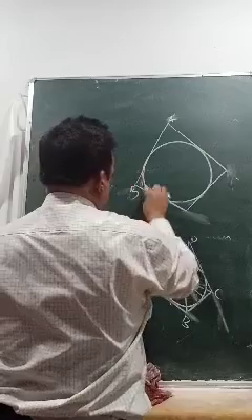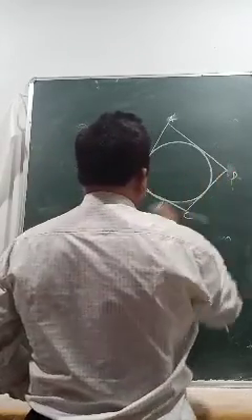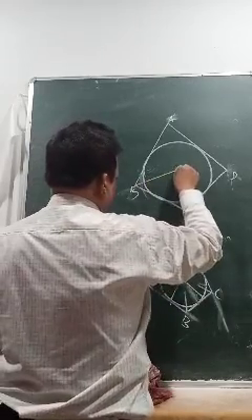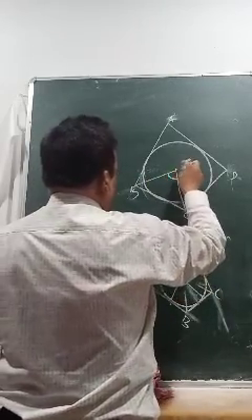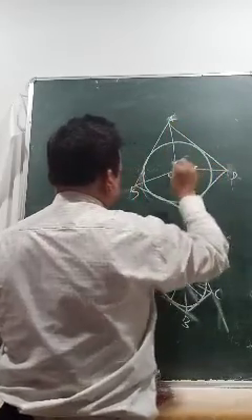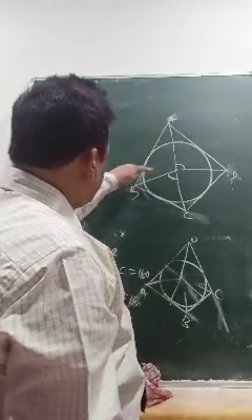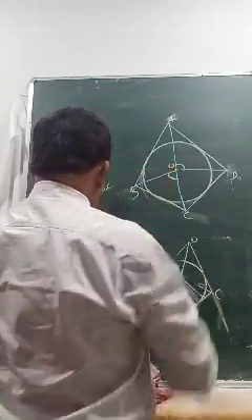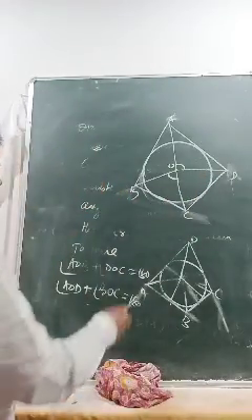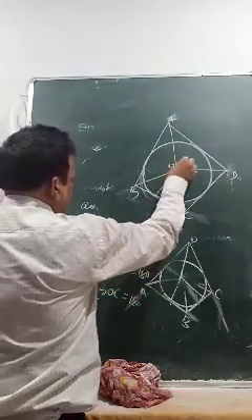A, B, C, D. Okay, center. This is supplementary to this. E supplementary. AOB, DOC. Okay, so what you can do is, suppose I draw a line.